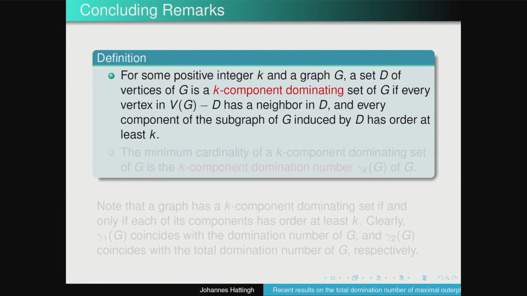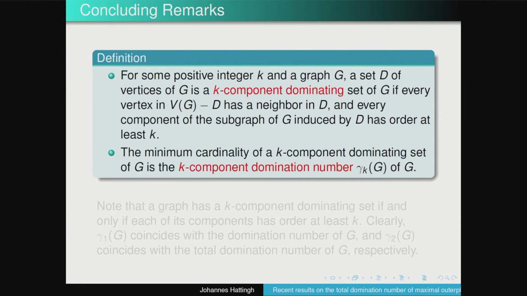So if k is 1, nothing inside the set has to be adjacent to anything in the set. So that's just normal domination. If k is equal to 2, then obviously every vertex must live in a component of order at least 2 in the subgraph induced by D. So obviously that is total domination, right? So the minimum cardinality of a k component dominating set of G is, and they call that the k component domination number, gamma k of G.